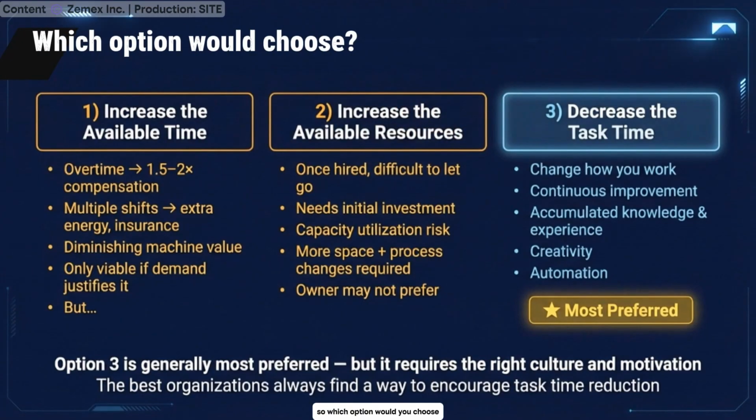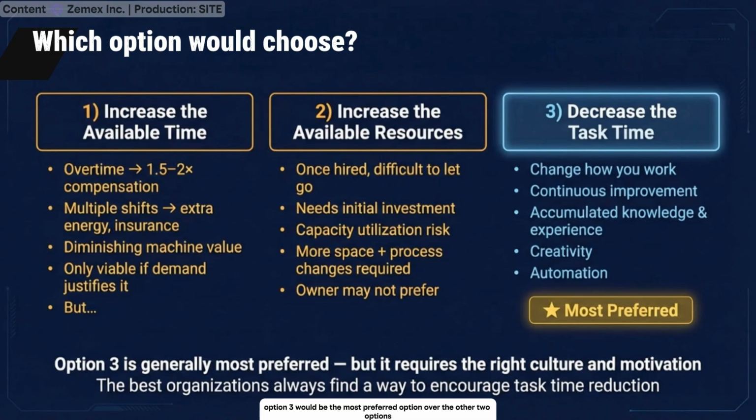So, which option would you choose? Obviously, it all depends on the situation that each company faces. However, in general, if possible, option 3 would be the most preferred option over the other 2 options. It is not easy because people will not voluntarily initiate improvements or creative ways to continuously look for opportunities to reduce task time. However, the best organizations always find a way to encourage or initiate task time reduction efforts.